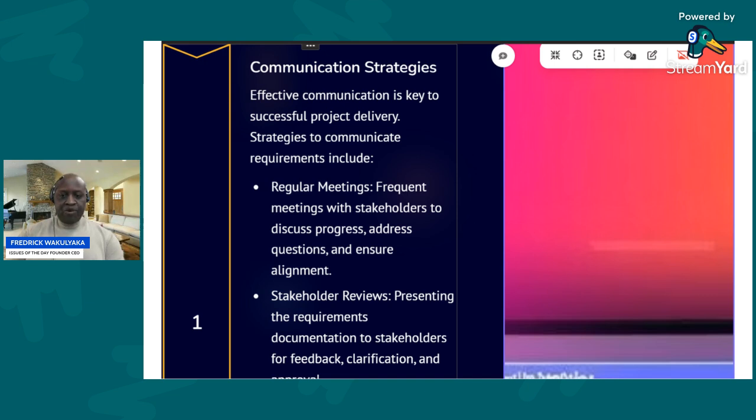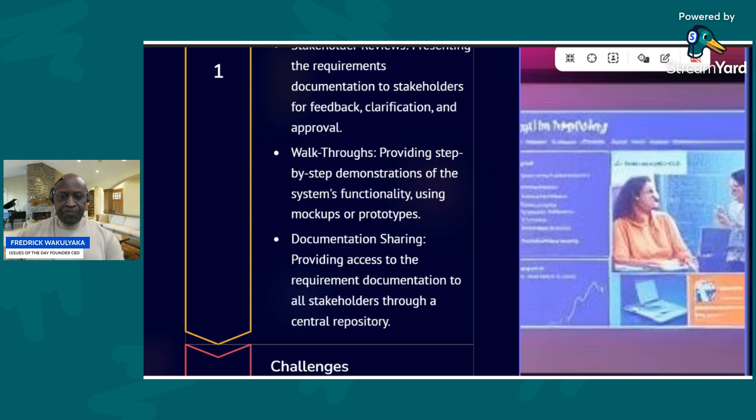Stakeholder reviews: presenting the requirements documentation to stakeholders for feedback, clarification, and approval. Walkthroughs: providing step-by-step demonstrations of the system's functionality using mockups or prototypes. Documentation sharing: providing access to the requirement documentation to all stakeholders in a central repository.